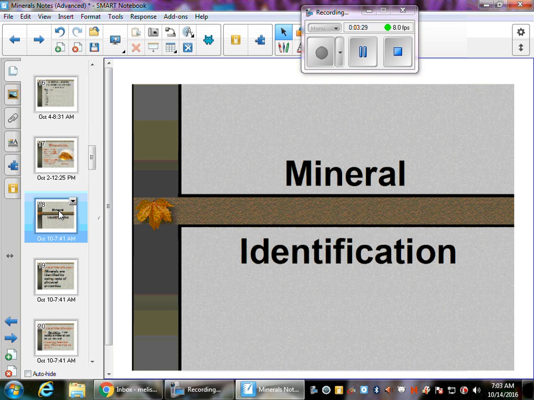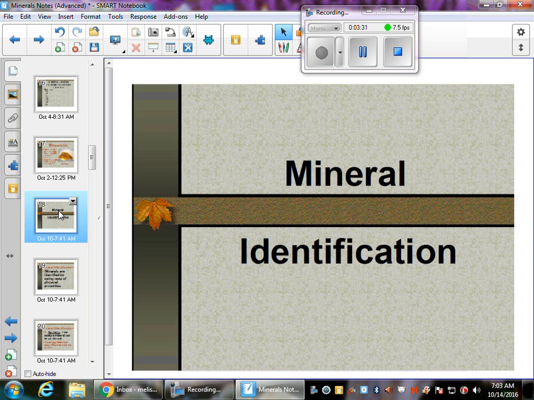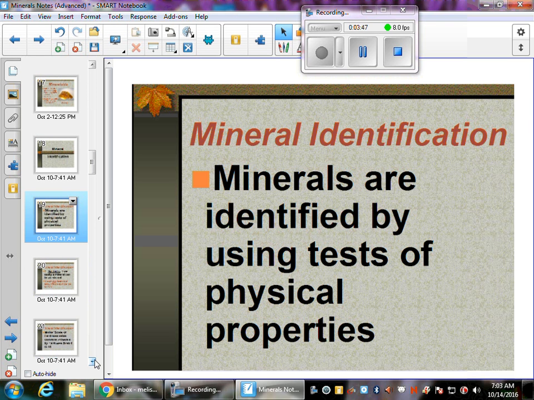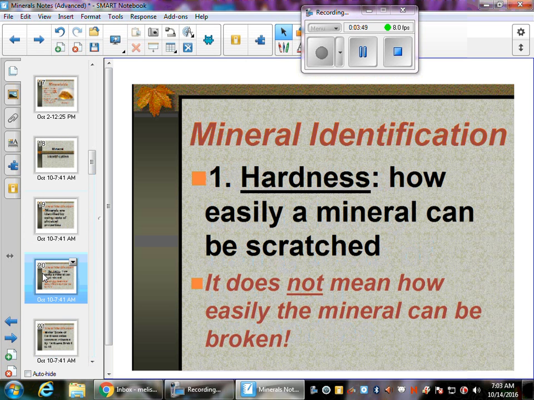One of the things that we are going to be doing in class is looking at how you identify minerals. How can you tell them apart from each other? So in order to do that, we use different tests of physical properties to tell different minerals apart. And there are 7 different tests that we are going to talk about, or 7 different things that we're going to talk about using to identify minerals. The first one is called hardness, and this is how easily a mineral can be scratched. It does not mean how easily that mineral can be broken. We're not looking at breaking minerals here, we're just looking at scratching them.